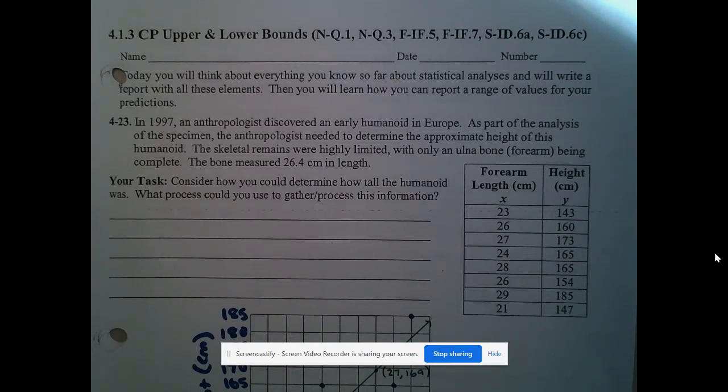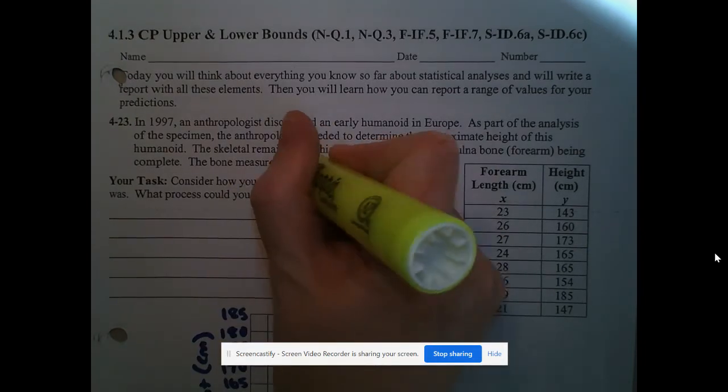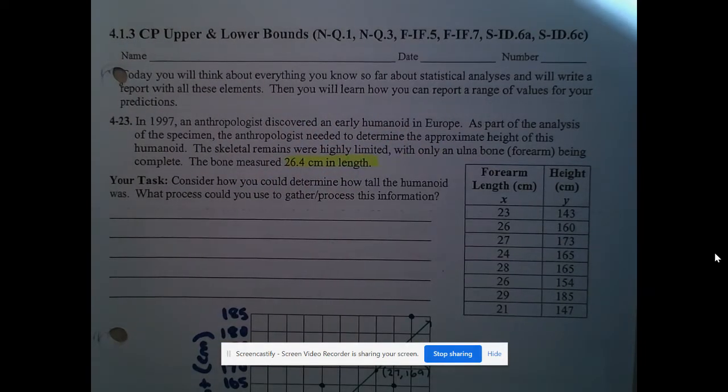range is. All right, so we're going to look at some data from 1997. An anthropologist discovered an early humanoid in Europe. As part of the analysis of the specimen, the anthropologist needed to determine the approximate length of the humanoid. The skeletal remains were highly limited, with only an ulna bone from the forearm being complete. The bone measured 26.4 centimeters in length. Now, not something we need at the moment, but we will need that piece of data in the future.